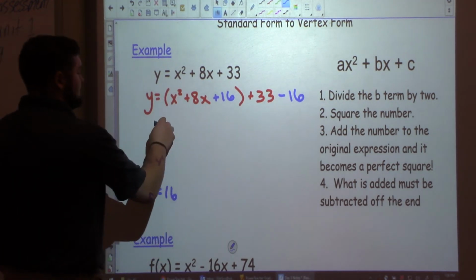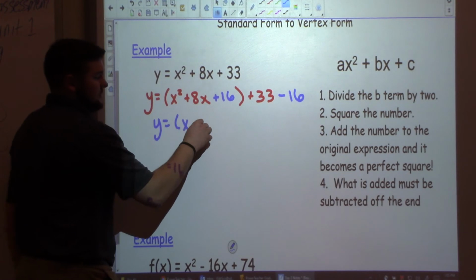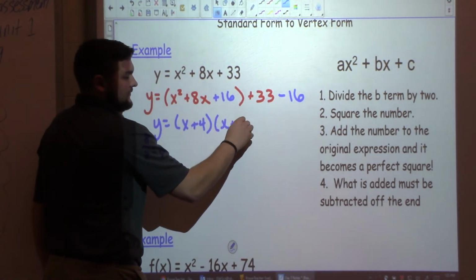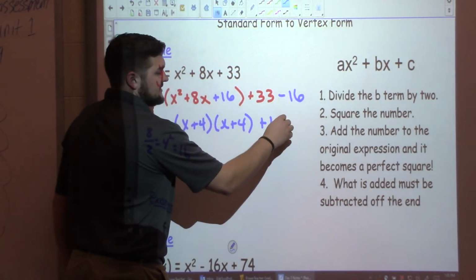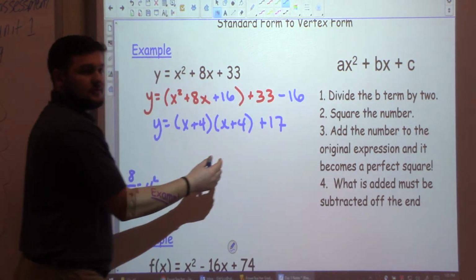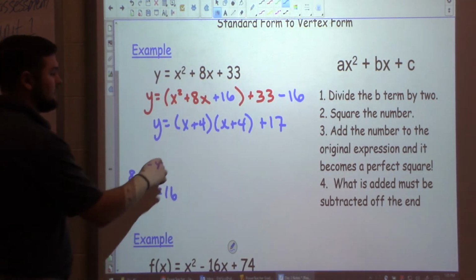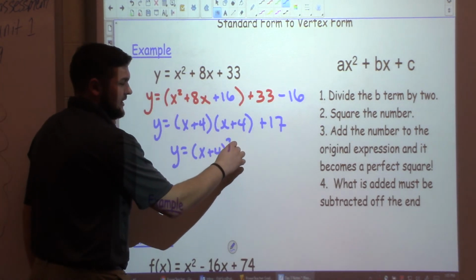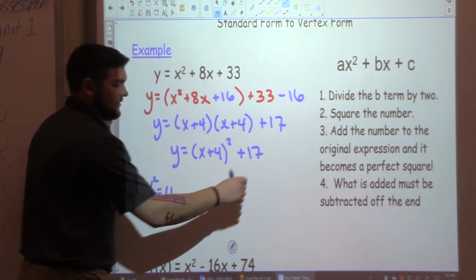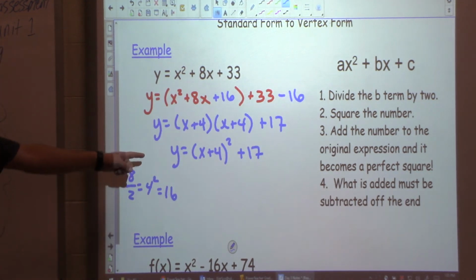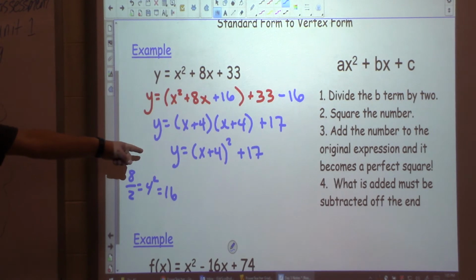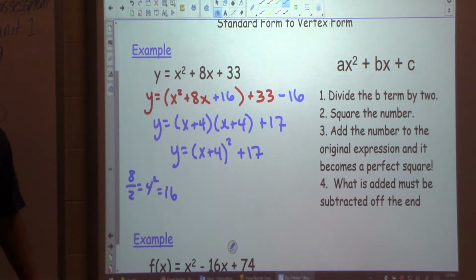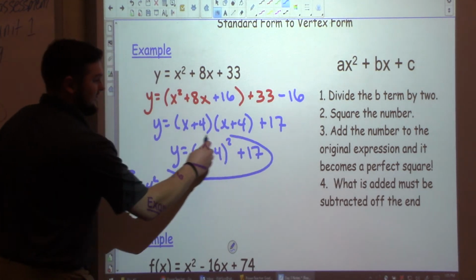So if I factor this, I get y equals x plus 4 plus 17, right? I combine those like terms. Well, x plus 4 I can rewrite as x plus 4 squared plus 17. Well, hold on a minute. What does that look like? That's vertex form. We're done. Crazy. That's it? That's it.